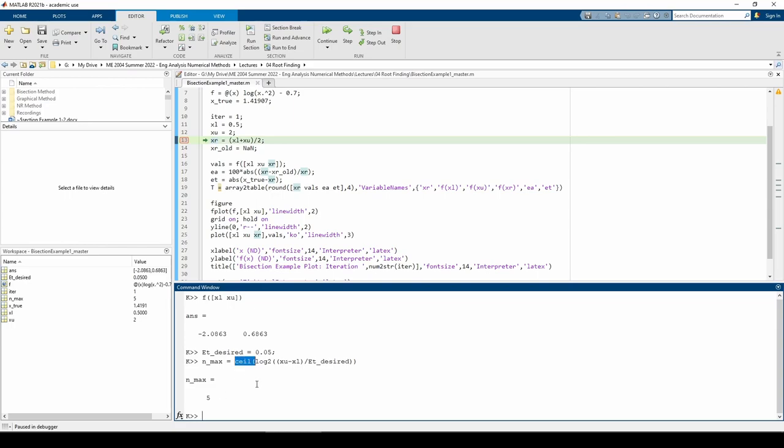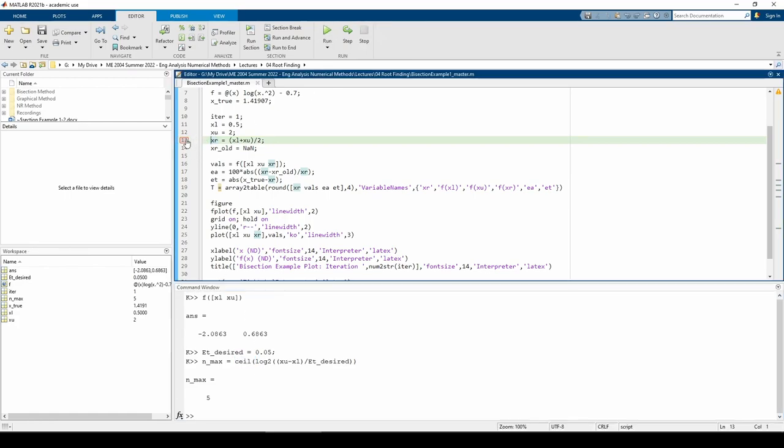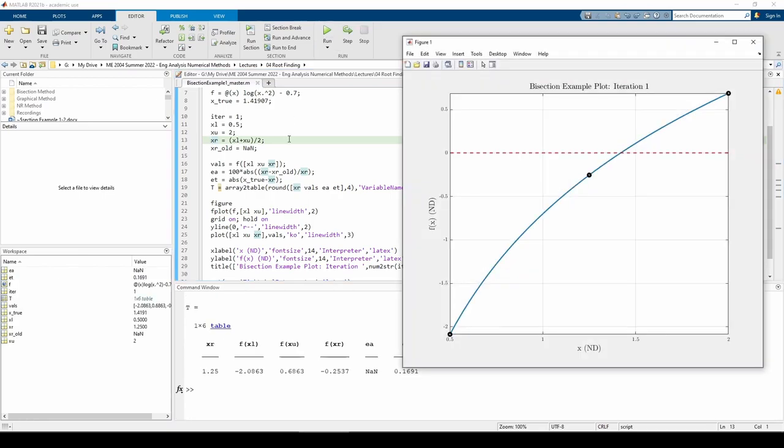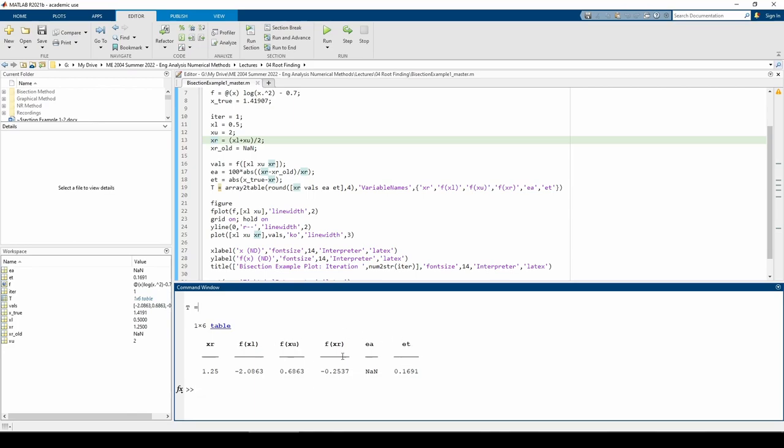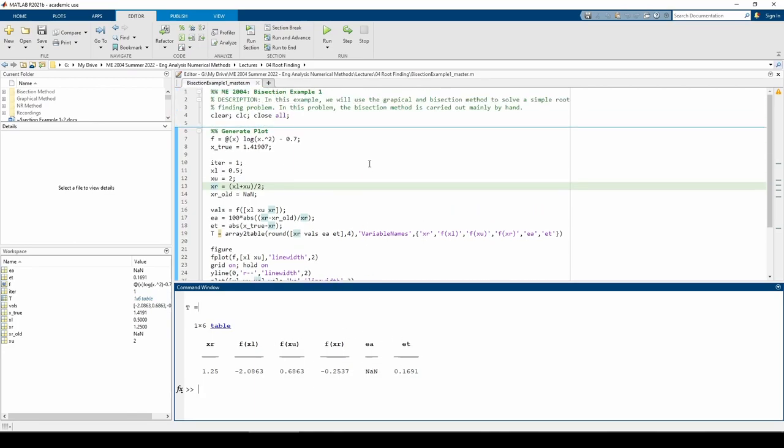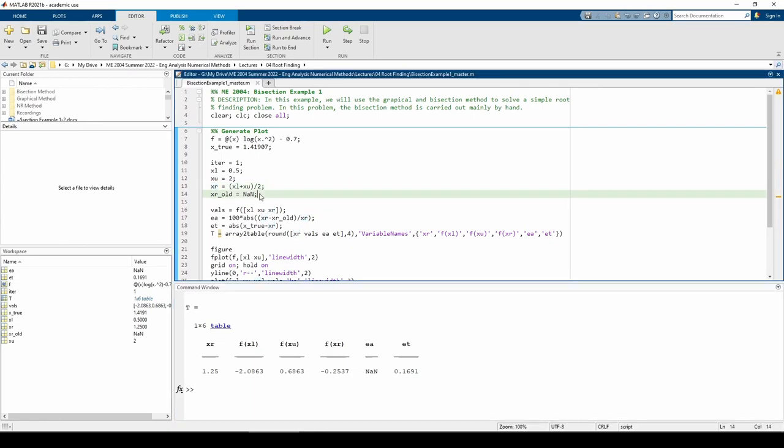Okay, with all of that out of the way, let's get started with the first iteration. The lower guess is 0.5 and the upper guess is 2. These are already set in MATLAB. The command window displays the remaining table values. Keep in mind that EA for the first iteration is non-existent, so I hard-coded NaN into the xrold variable just for this iteration to reflect that.